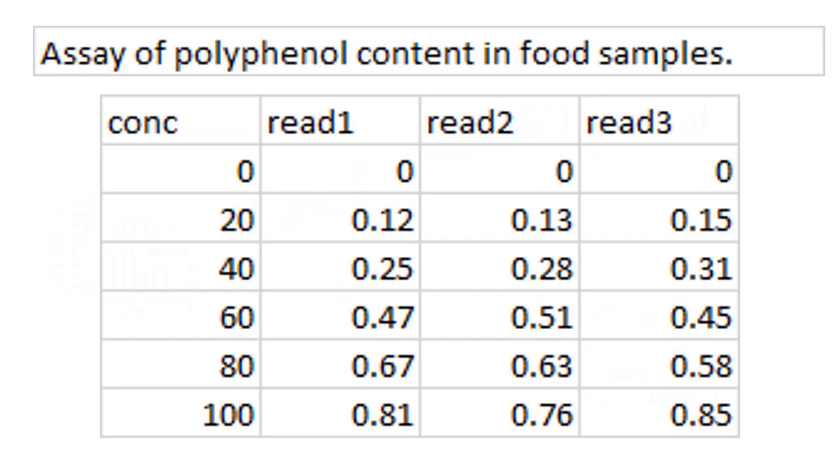For this session, we are going to use this data. This data has been collected during a biochemistry experiment, assay of polyphenol content in food samples. This data has four numeric vectors. Concentration, which has concentration in the range from 0 to 100, separated by 20. Then read 1 is the replicate reading, read 2 and read 3 are also the replicate reading of absorbance.